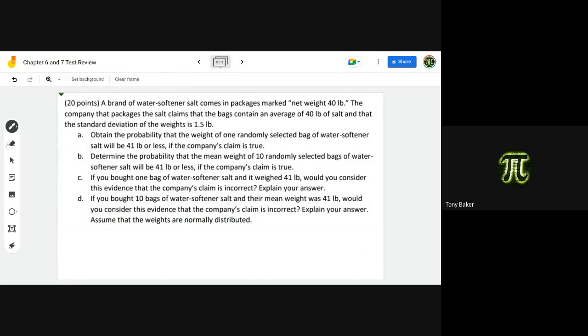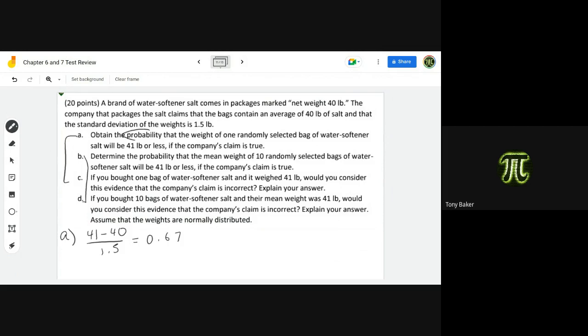So A is quite simple. A and C go together, and then B and D go together. A is finding the value, and C is actually saying, is the claim true or not? We've got one bag, so it's just a normal, straight standard deviation. So I've got 41 minus 40 divided by 1.5. So I got the 0.67.